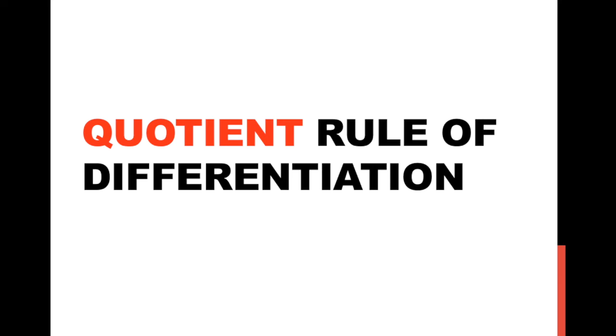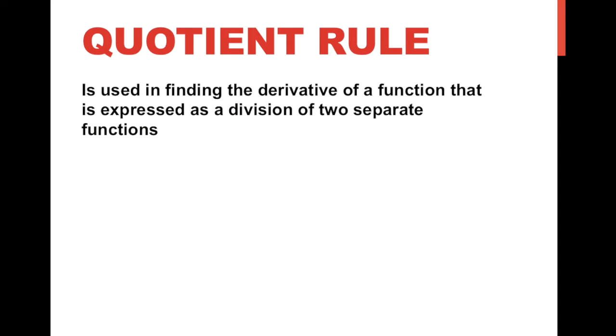This time we will be learning about the quotient rule of differentiation. This quotient rule is used in finding the derivative of a function that is expressed as a division of two separate functions. So in this case, we are finding the derivative of y is equal to f of x over g of x. And what is the rule? The derivative of y with respect to x is equal to g times f prime minus f times g prime all over g squared.